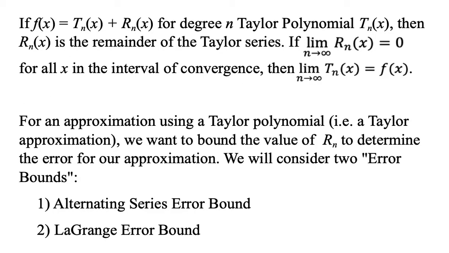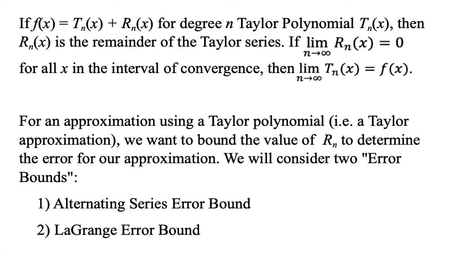If f of x is equal to T sub n of x plus R sub n of x for degree n Taylor polynomial T sub n of x, then R sub n of x is the remainder of the Taylor series. If the limit as n approaches infinity of R sub n of x is 0 for all x in an interval of convergence, then f of x is the limit as n approaches infinity of the nth degree Taylor polynomial.